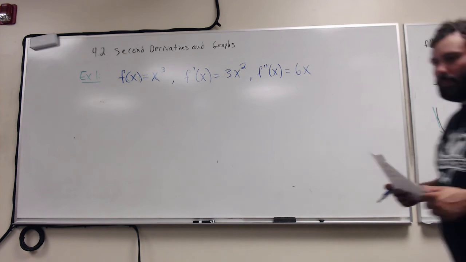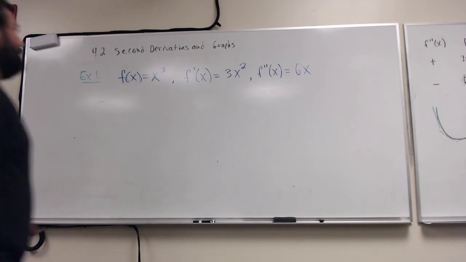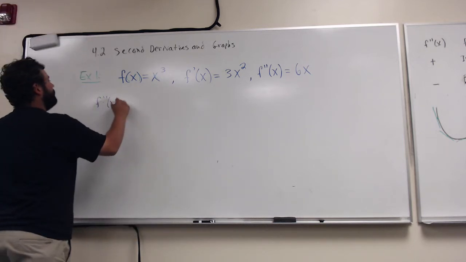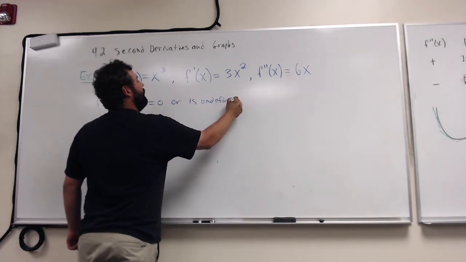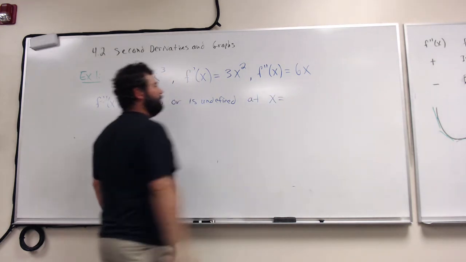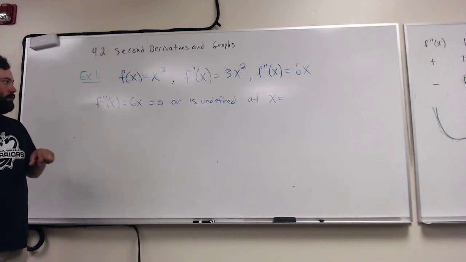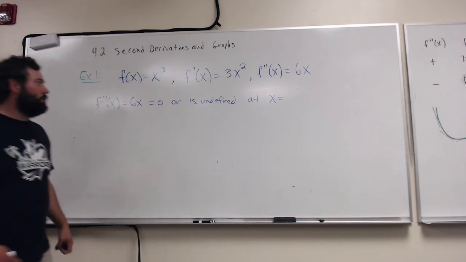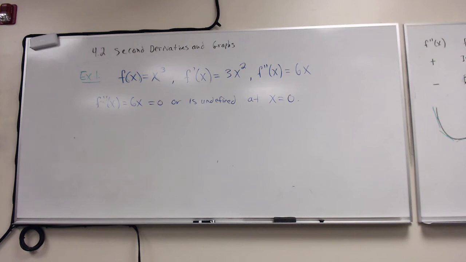Now, just like for the first derivative to determine intervals of increase and decrease, you find the partition numbers of the second derivative. So where is the second derivative 0 or undefined? f double prime of x, which is 6x, equals 0 or is undefined at what x value? I think it's only going to happen at 0, right? Because 6x is a polynomial, it's defined everywhere. So the only partition number is going to be at x equals 0. That's the only place the second derivative is 0 or undefined.